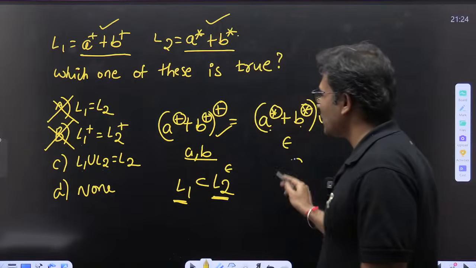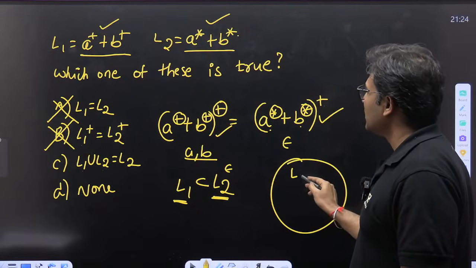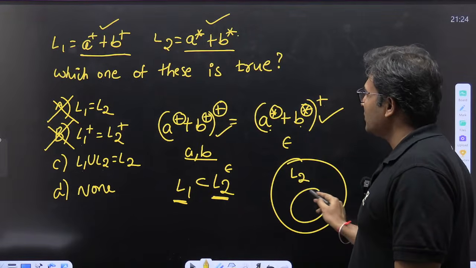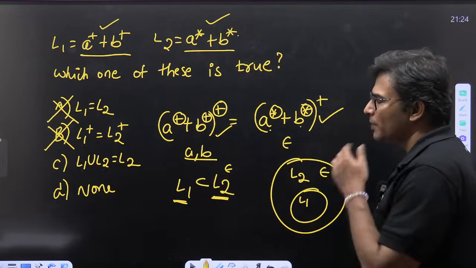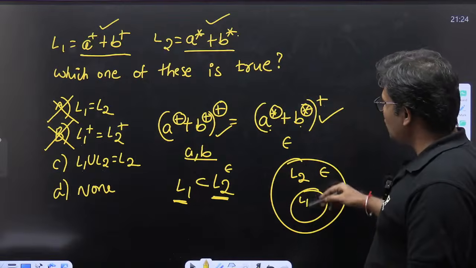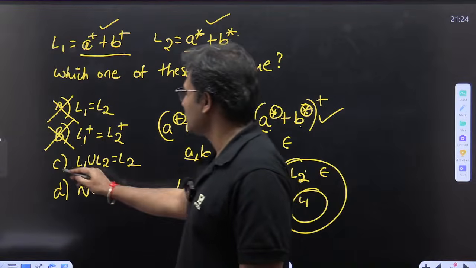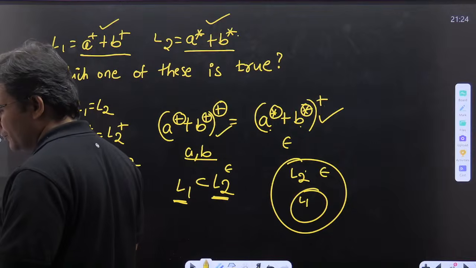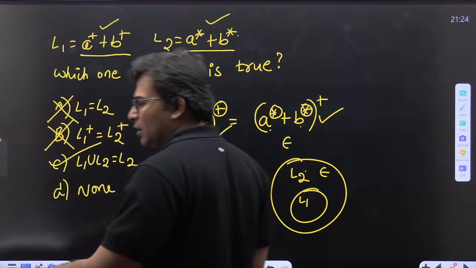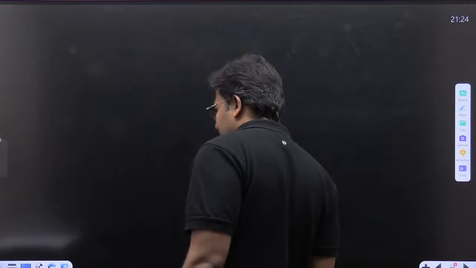If you draw it like this, L2 and L1 will be here. In L2 there will be an extra epsilon; in L1 there won't be epsilon. Now if I take the union of these two, that is equal to L2. Now answer this question. Think about it and answer.